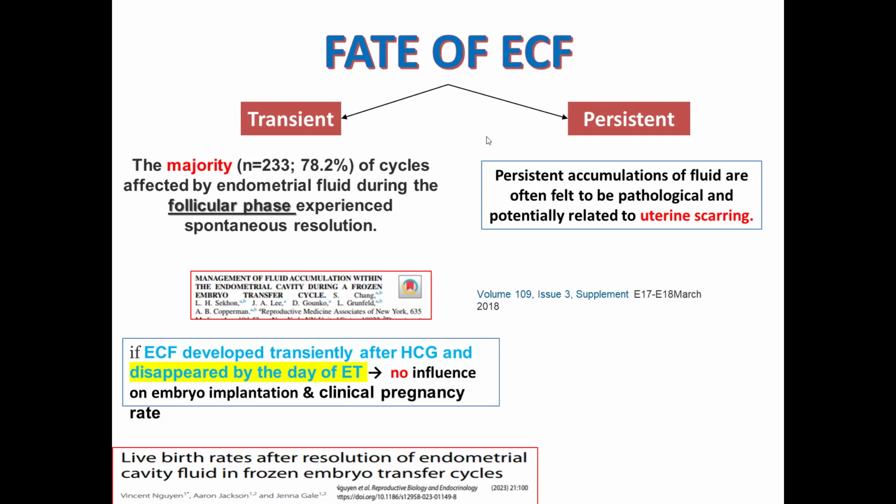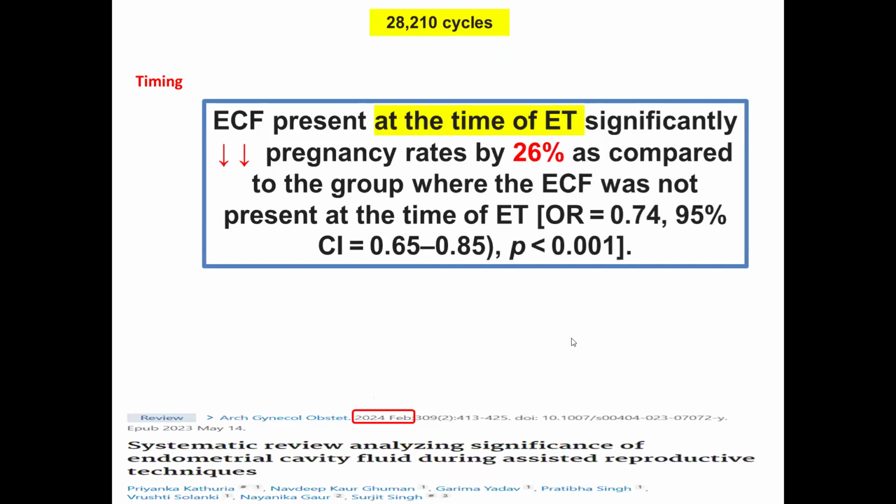So if you see fluids for the first time, don't panic, don't consider it serious, particularly if you are seeing the patient in the follicular phase, and you have to follow up this fluid to see it at the time of ovum pickup. But if it is persistent, this means that there is mostly a cause, particularly uterine scarring, as I already mentioned. But the transient endometrial cavity fluid usually disappears on the day of embryo transfer, and in such a case, it doesn't have any effect on the embryo implantation and clinical pregnancy rate.